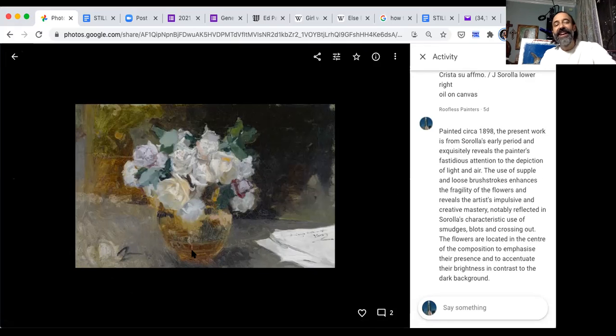But there's definitely a little bit of an unbalance, if you ask me, with this composition.